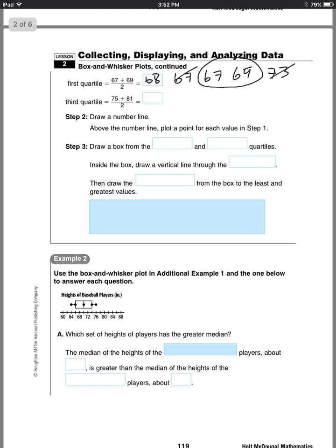To find our third quartile, we take our upper values of 75, 75, 81, and 85. Notice how we don't take our median of the entire set of data, and we find our median here. We add these together, divide by 2, and we get 78. So, we need to draw a number line, and above the number line, plot a point for each value in step 1.